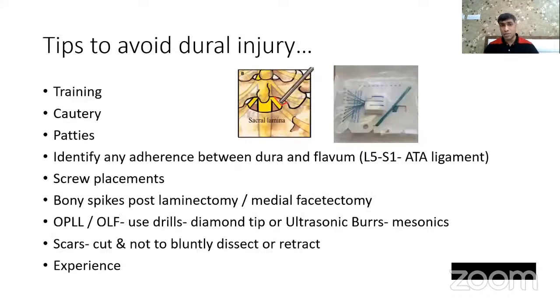Now, tips to avoid injury. The first and foremost thing is training. That has to be unquestionable. That has to be very good. Cautery, as I said, check that we are on the bone, not in the interlaminar space. Use patties wherever there is a chance of adherence. Dissect out the neural structures well, and then use your Kerrison and disc forceps. Identify if there is any adherence between the flavum and the dura.